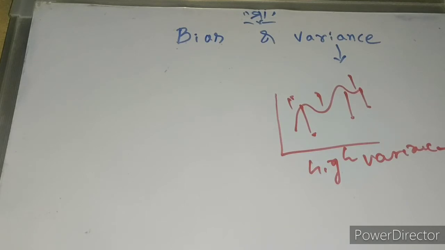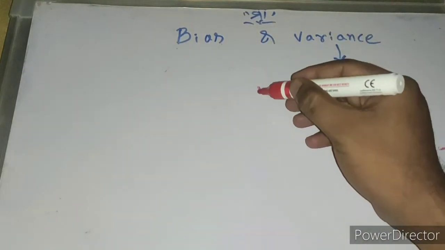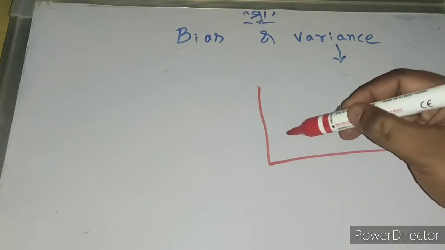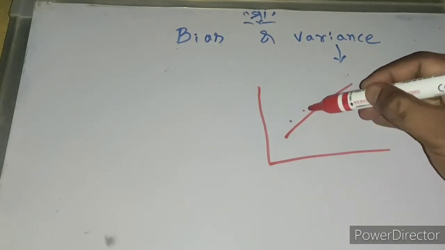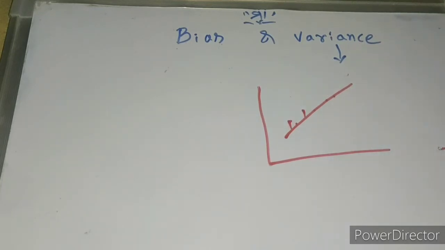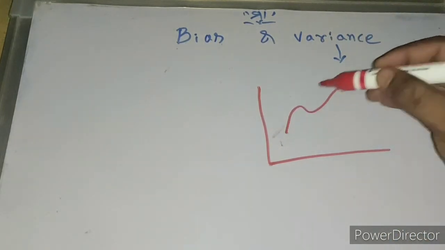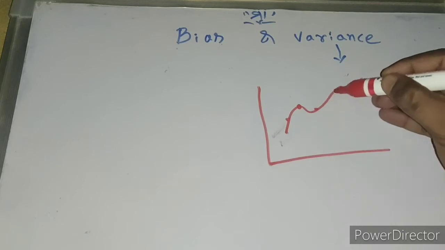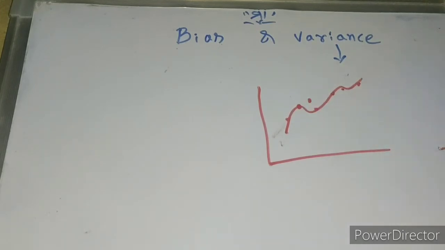What is low variance? Low variance means whatever the line is there, it is having minimum data points, minimum distance is there. Or if we draw the graph in a different way, if it is like this, there is not much error. Error is very less here. So this is known as low variance.